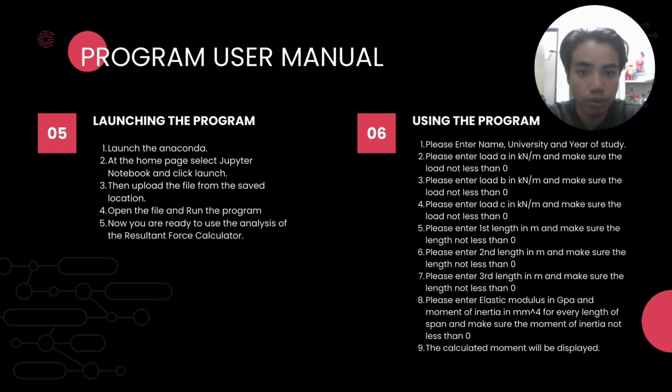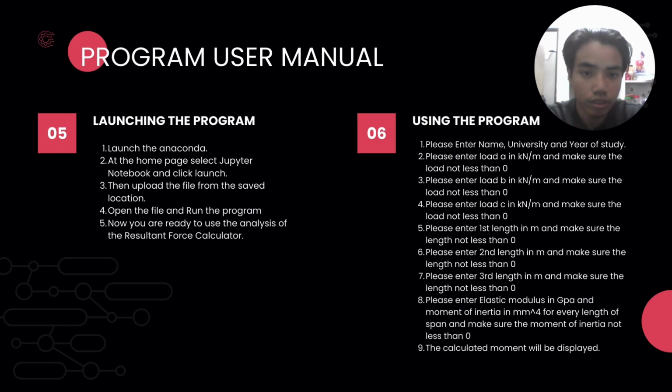So, how to use the program? First, you need to enter your name, university and your year of study. Second, you need to enter the load A in kilonewtons and make sure the load is not less than 0, followed by B, C, and the first length, second length and the third length.